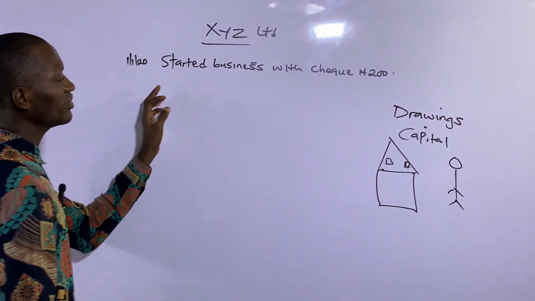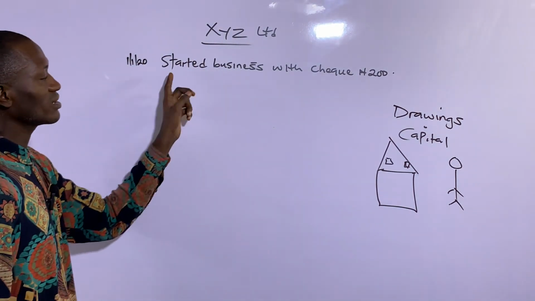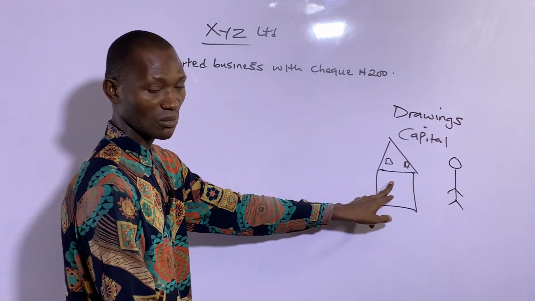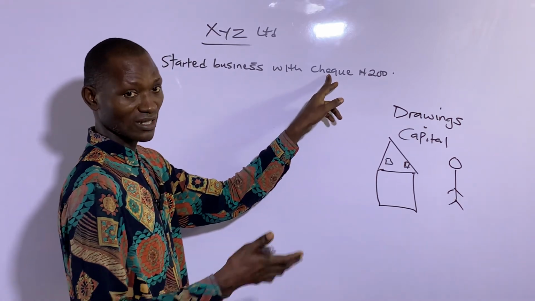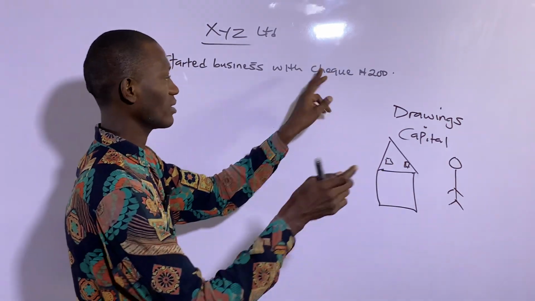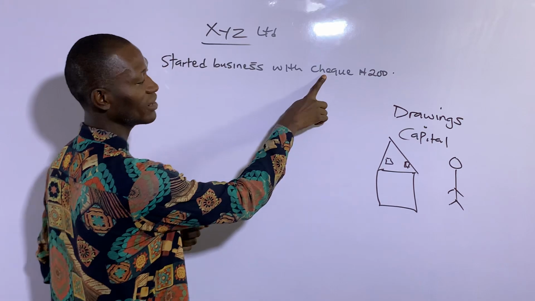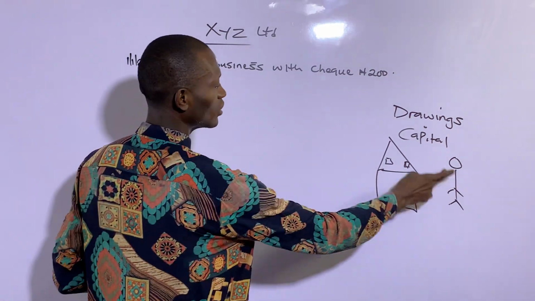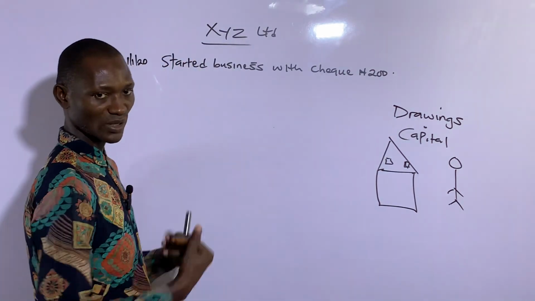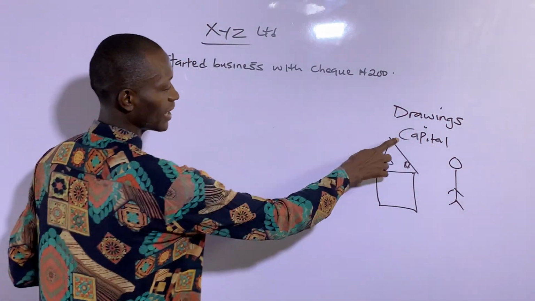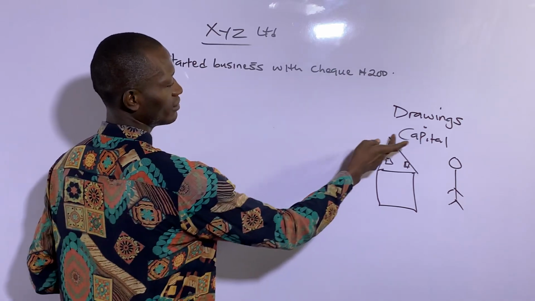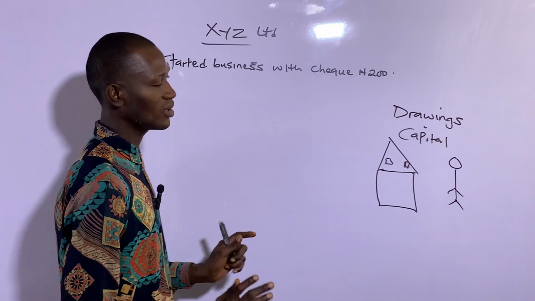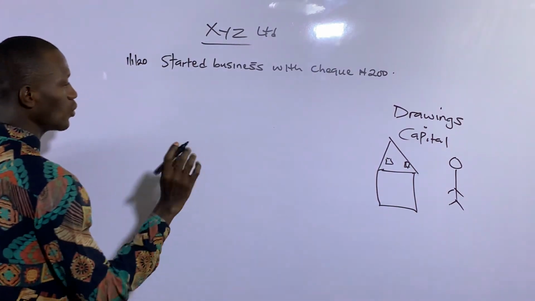So in this regard, started business, the owner is starting the business and is giving the business something. That's starting the business with money paid into the bank. So the owner is paying the money into the bank. The capital is giving it, then the bank is receiving it on behalf of the business. So here now, we will have two accounts.